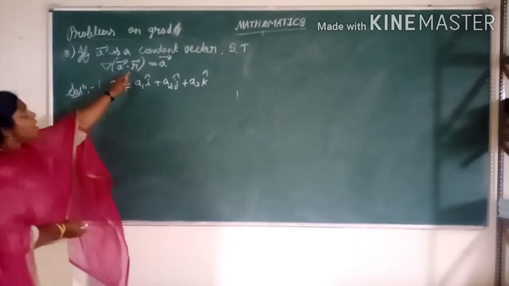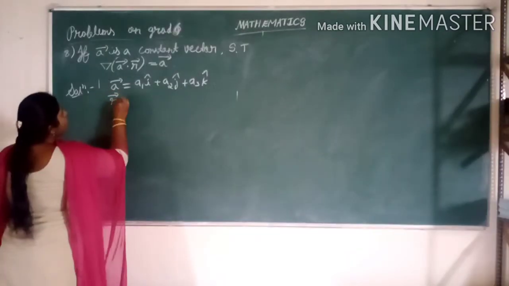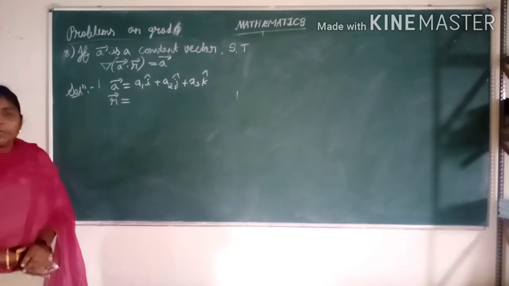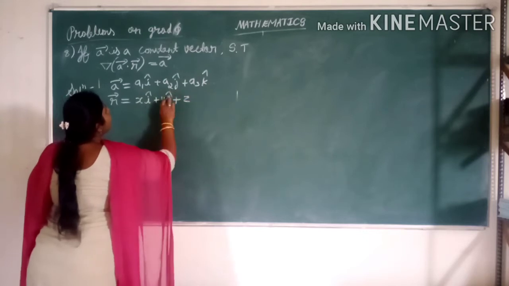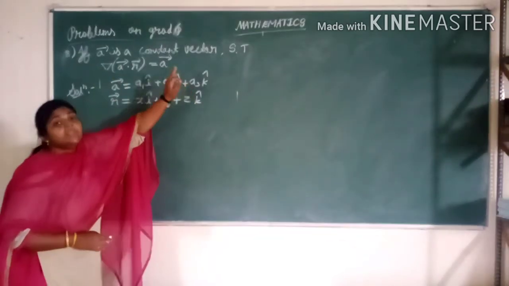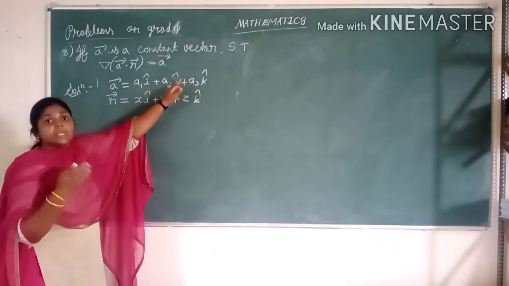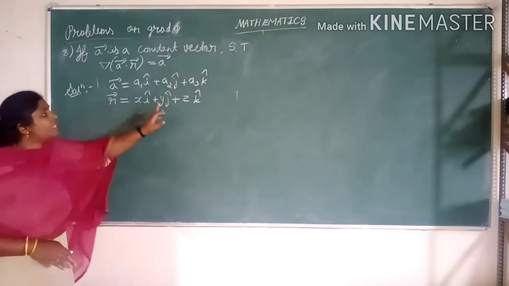See here, in the last problem I told you what vector r is. Vector r indicates the position vector. What is the formula for the position vector? Vector r is equal to x into i cap plus y into j cap plus z into k cap. See here, this is not a constant. Constant means x, y, z are absent. But in vector r, the position vector, all x, y, z terms will be present.